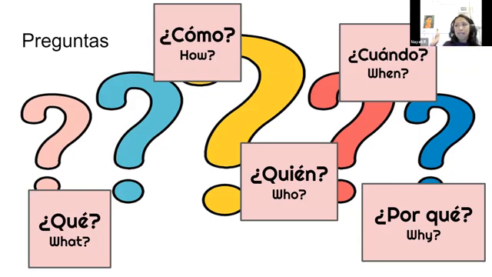Frida Kahlo es inteligente. ¿Por qué? O ¿quién es inteligente? ¿Quién es inteligente? Frida Kahlo es inteligente. George Clooney es inteligente. Will Smith es inteligente. Penélope Cruz es inteligente. ¿Sí?